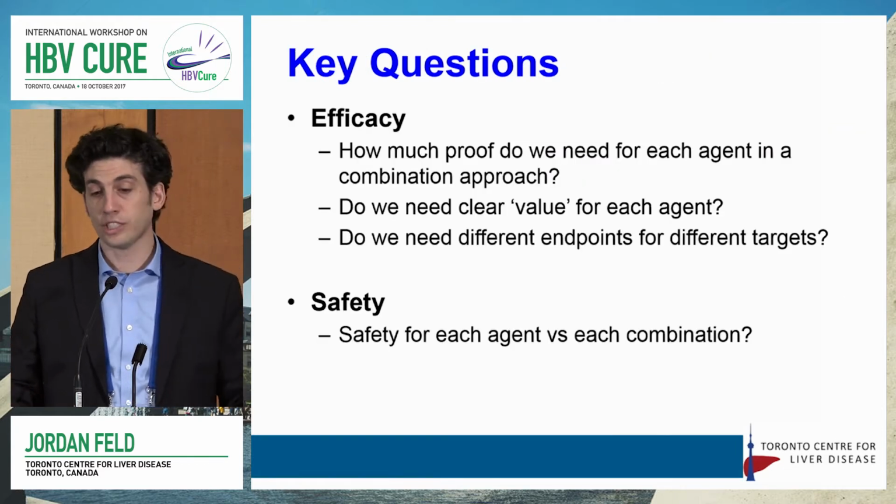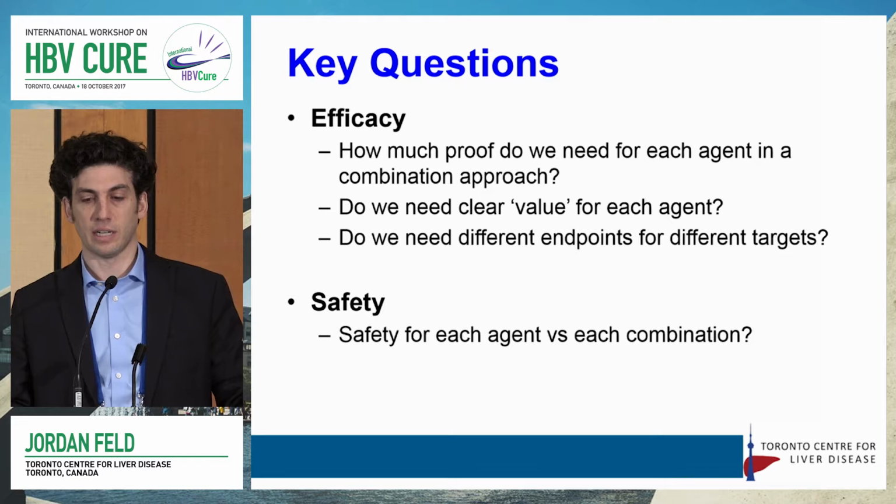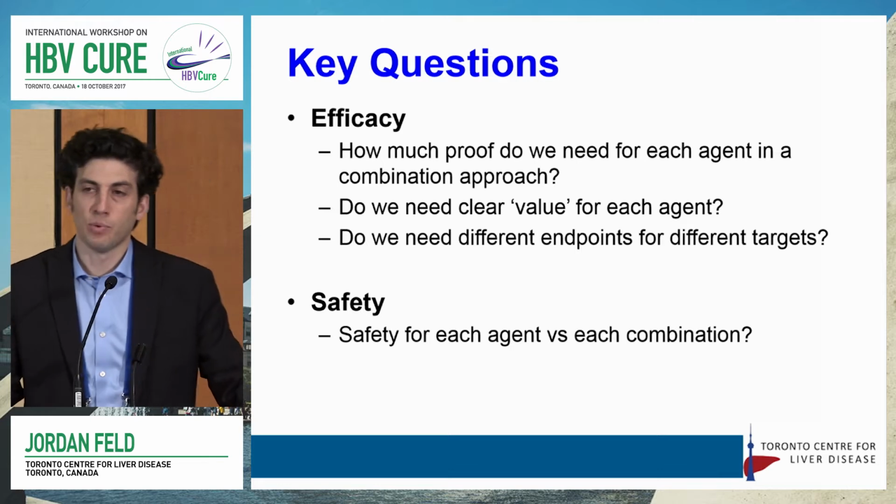So the key questions really are on the efficacy side, how much proof do we need for each agent when you're starting to combine approaches? So do we need clear value of each agent, or can you assume that one will be useful? And then do we need different endpoints for different targets?